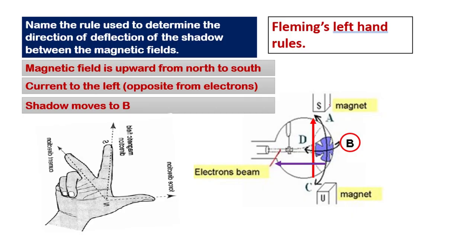Okay, so this is one example. Name the rule used to determine the direction of deflection of the shadow in the magnetic field. So the answer is what? Fleming's left hand rule. Remember Fleming's left hand rule? So everybody have your left hand ready.